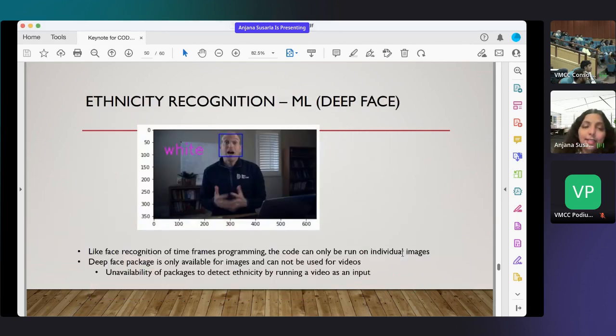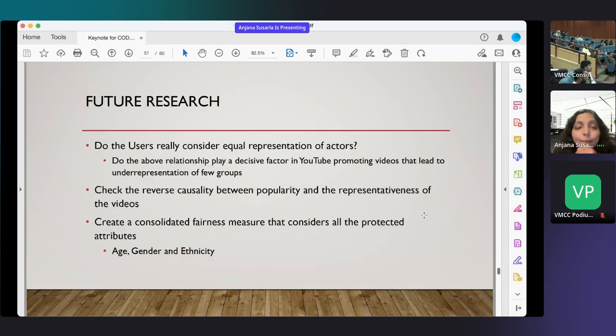So we used methods like DeepFace for ethnicity recognition, facial recognition, and so forth. Can we consider a consolidated fairness or representativeness score? Can we look at the reverse causality between popularity and representativeness of videos? As I said, individually, these protected attributes by themselves don't show that much impact, but there is a significant interaction effect, which is interesting, and that's the subject of further study by my research group.